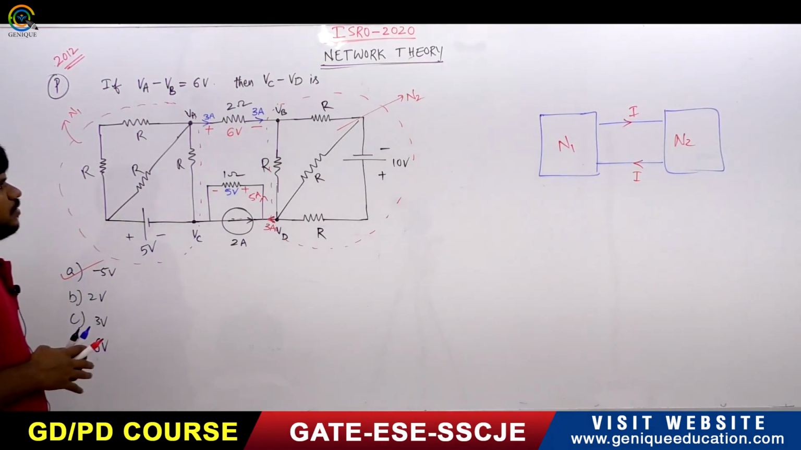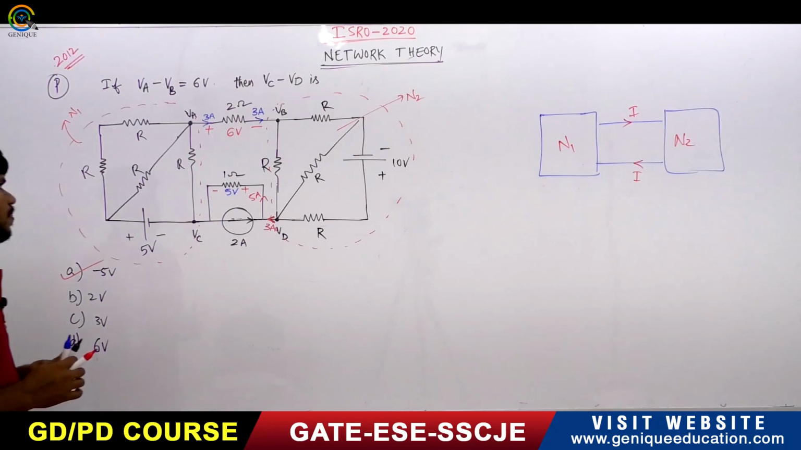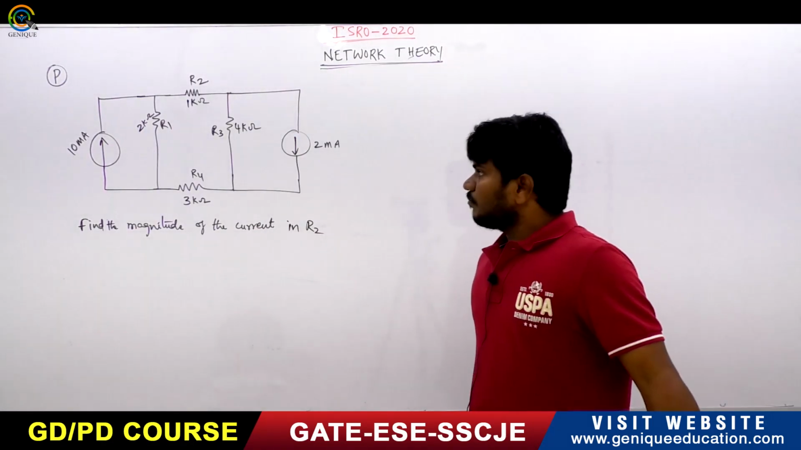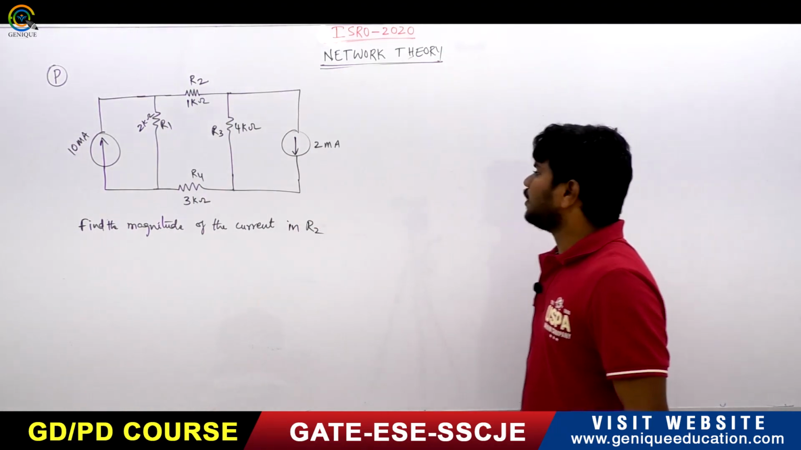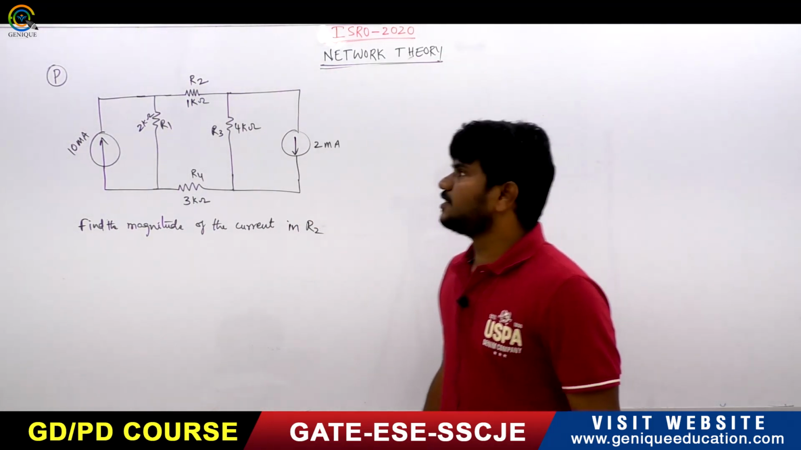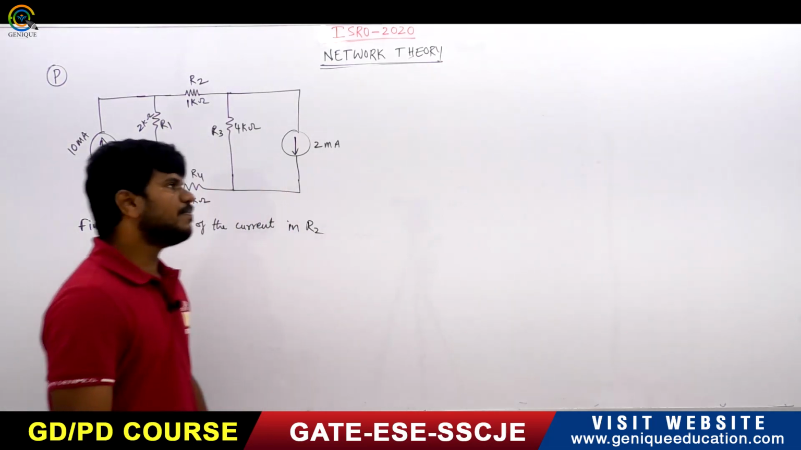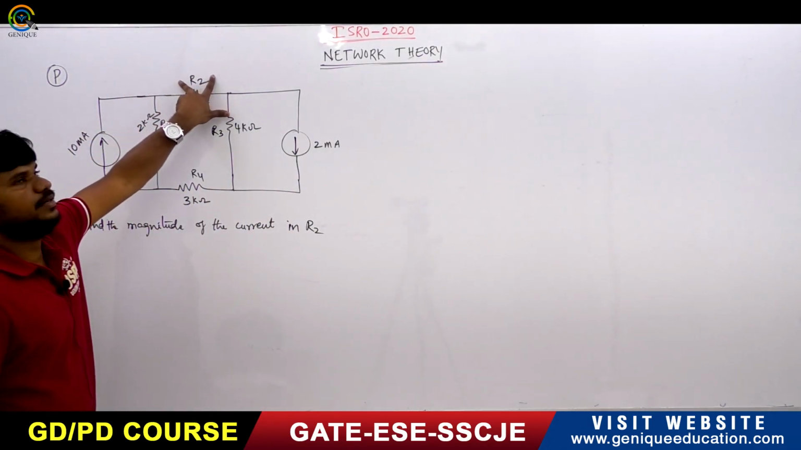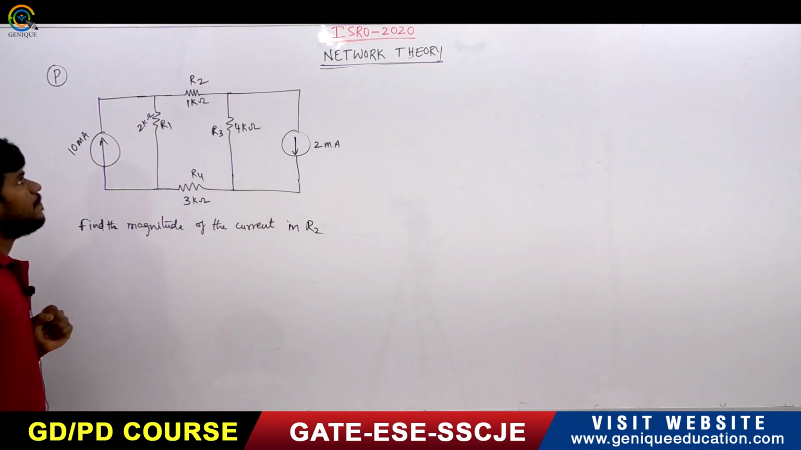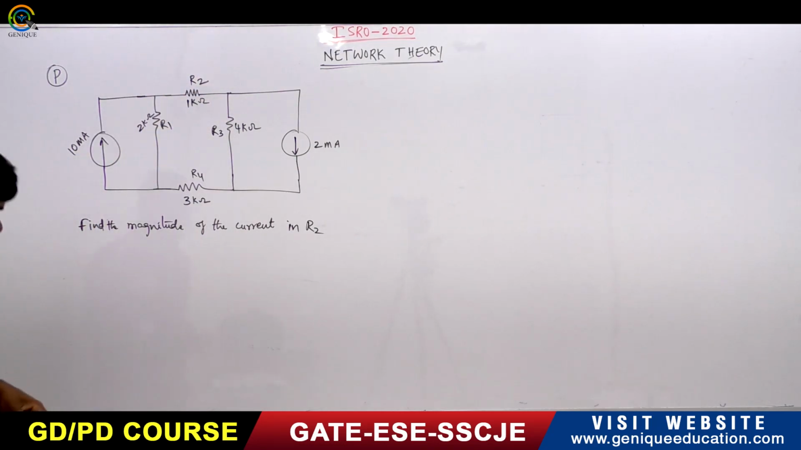So this is a very, very good question. Here is our next question. In this network, find the magnitude of the current in the resistor R2. Where is R2? R2 is here. So here you have to find the current in this branch. So how can you find it?